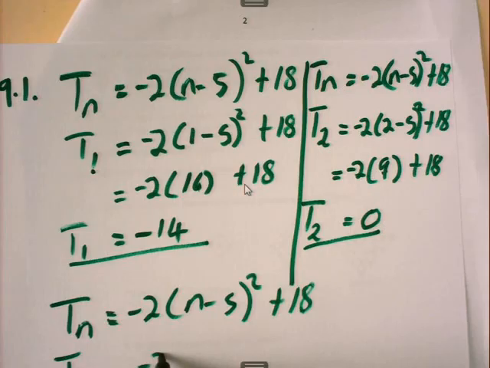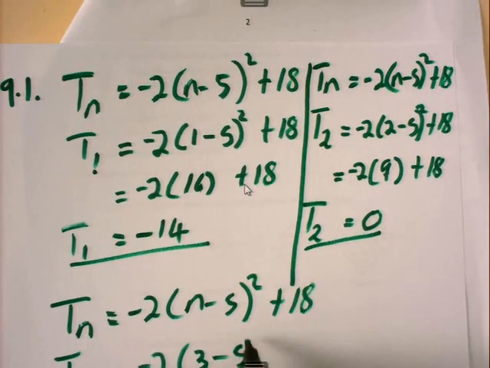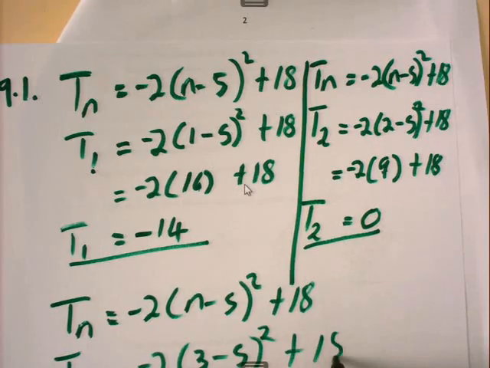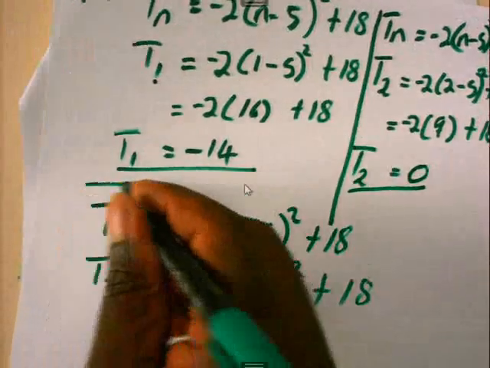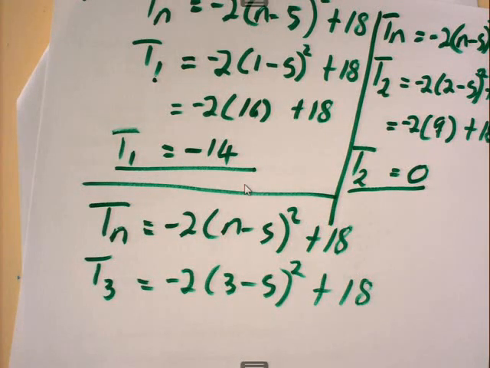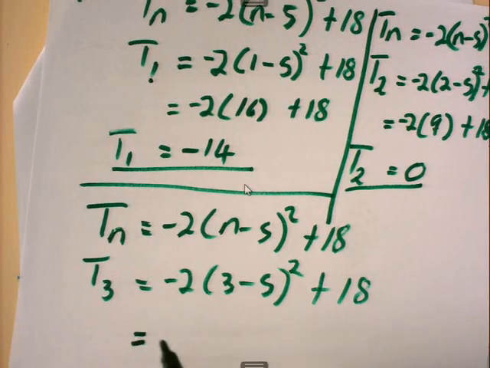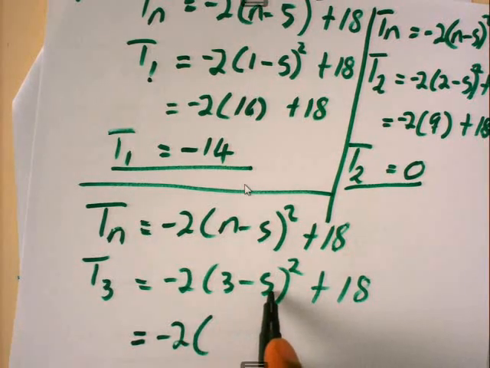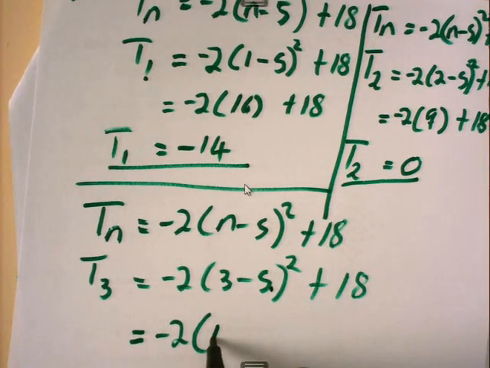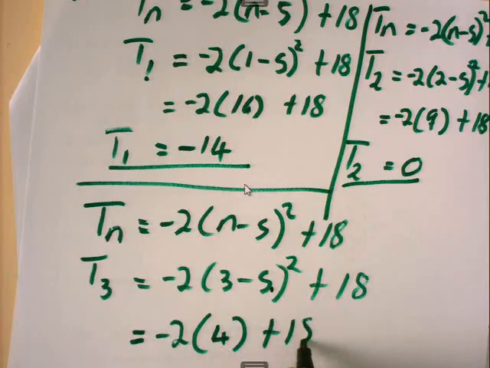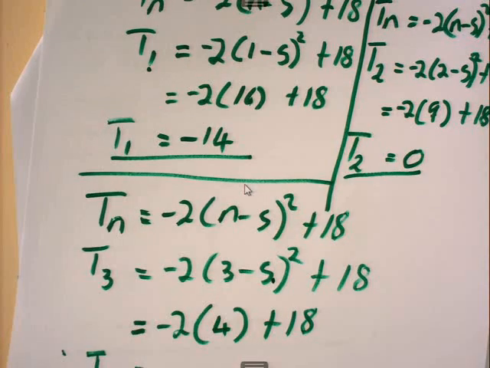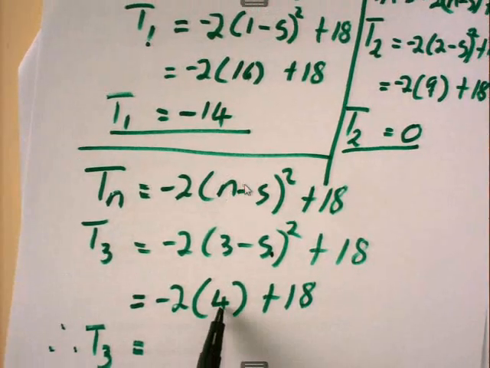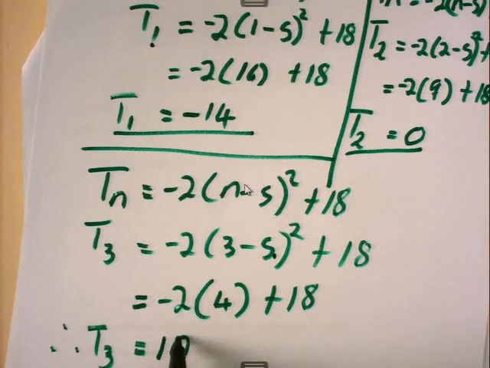Minus 2 (3 minus 5) squared plus 18. What we did was to substitute the value of n by 3. Let's simplify it. 3 minus 5 gives you negative 2. When you square it, it's 4, plus 18. Minus 2 multiplied by 4 is negative 8. Negative 8 plus 18 will then give you positive 10.